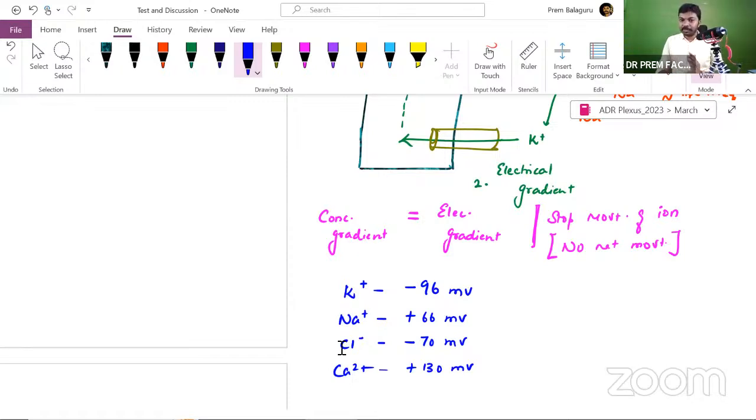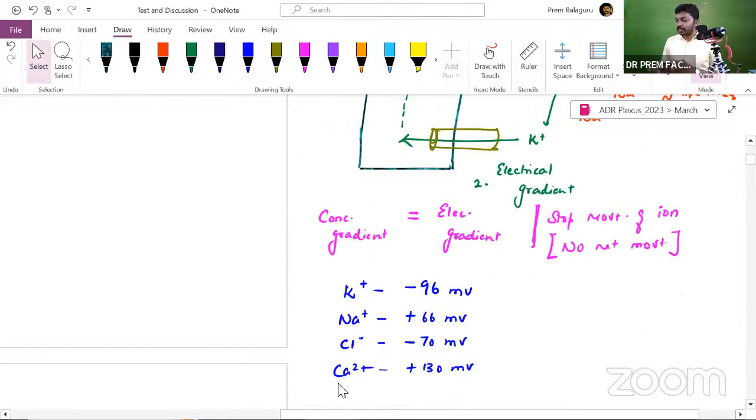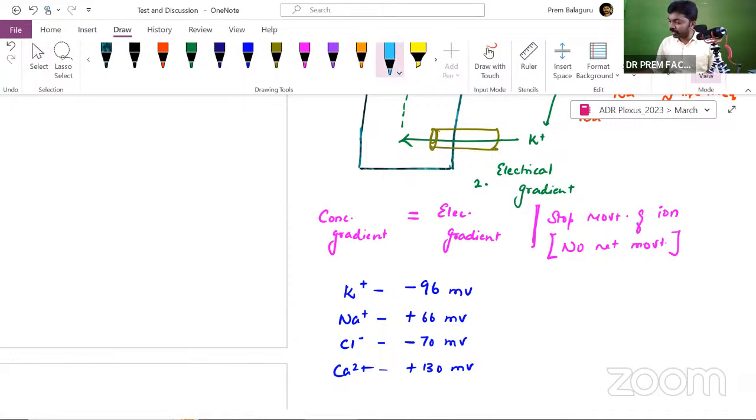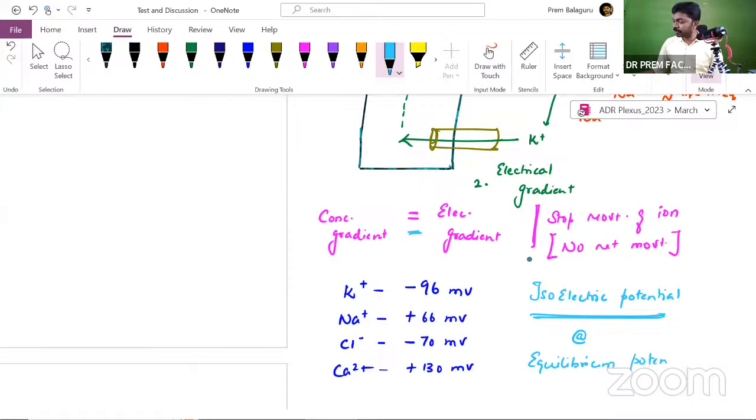All right. So remember, Nernst potential is also called isoelectric potential. What do you mean by isoelectric potential? It means you have practically stopped movement of charges. It is an isoelectric state. Since you have equalized both the forces, this can also be called equilibrium potential, doctors.